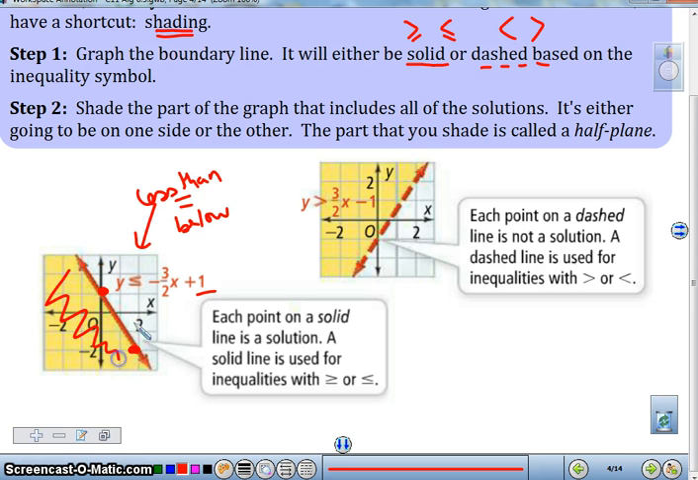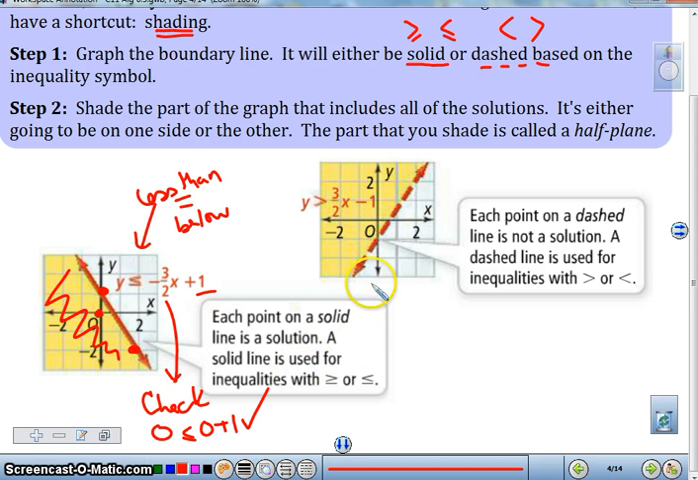Now, the other thing that you're going to hear us talk about is a checkpoint. Easiest checkpoint you can use is 0, 0. Should 0, 0 make this true? It looks like it's in the shaded part. And if we do that check, so make sure you write this down, the check is 0 less or equal to, 0 times this will be 0, plus 1, is 0 less than 1? Yes, we shaded in the right area.